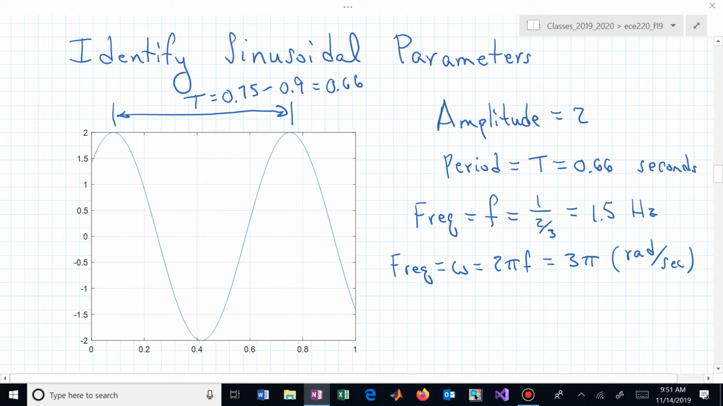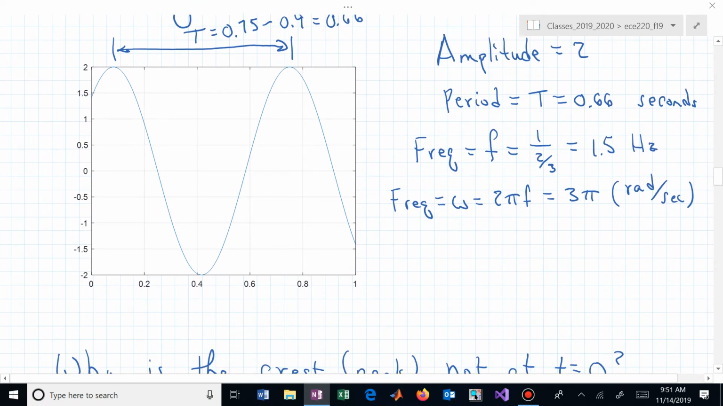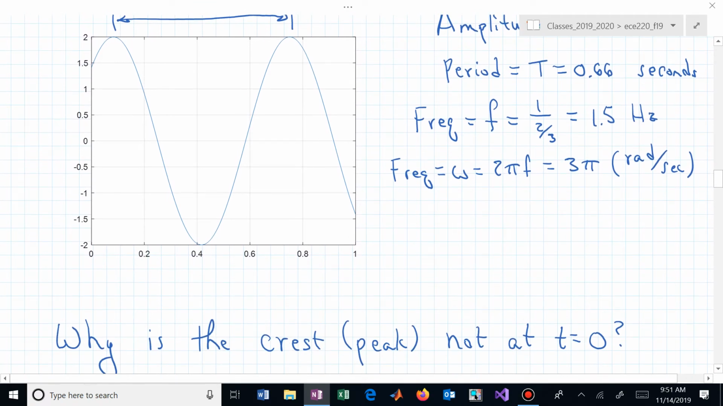And now we have 3 pi. But this waveform, the crest or the peak wasn't at t equal to 0, or at the starting point where we drew our line in the sand. It was actually a little bit later. It was actually delayed.